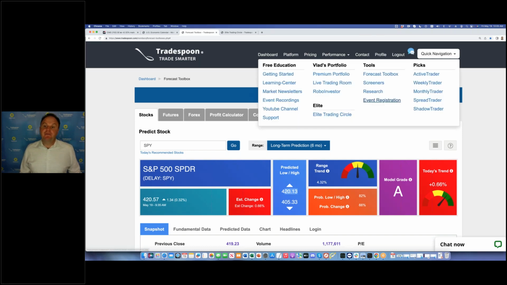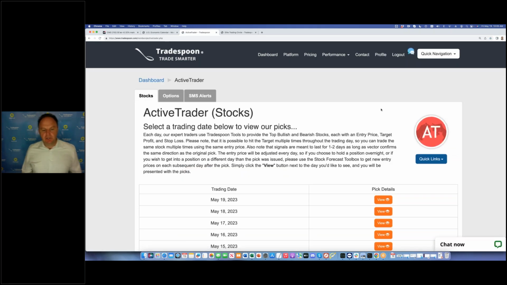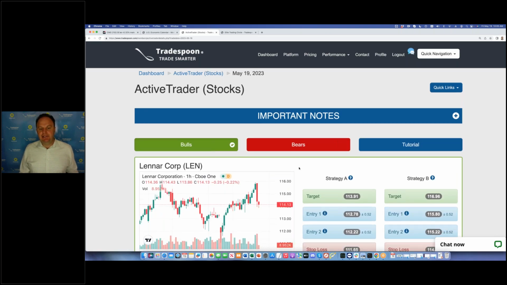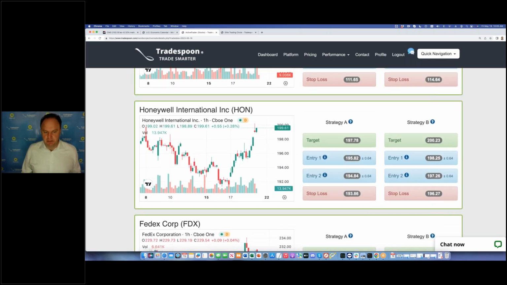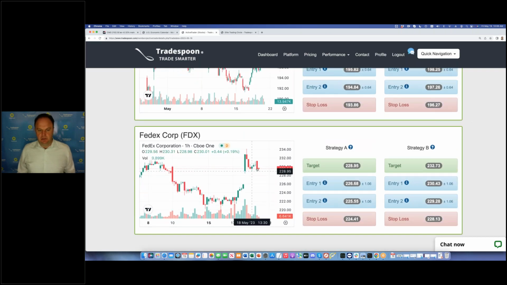We also have models, right? Neural network models, again artificial intelligence, that run every day and tell you, based on your time horizon, right? Some of them are short term, for active traders, some of them are longer term, but they tell you certain stocks that the model does see in an uptrend, like Leonardo is an uptrend, Honeywell is an uptrend, FedEx, right? Looks like an opportunity. And it gives you support and resistance levels, right?